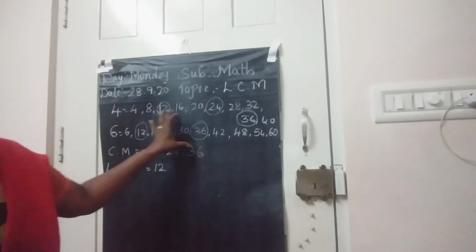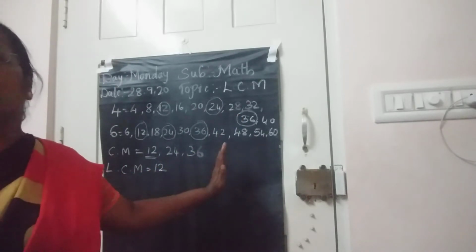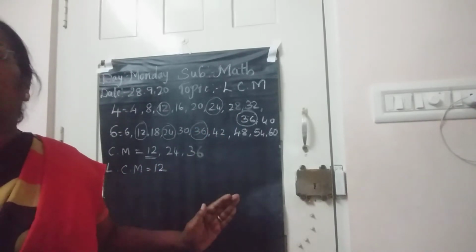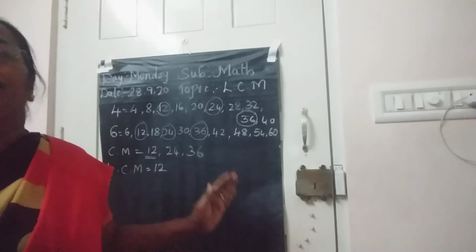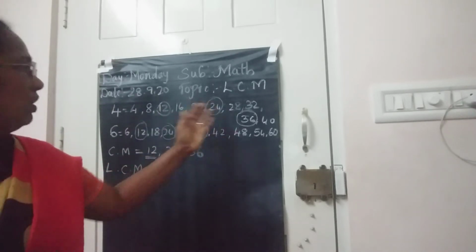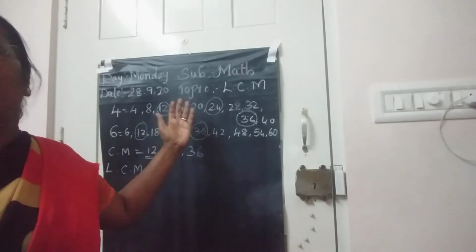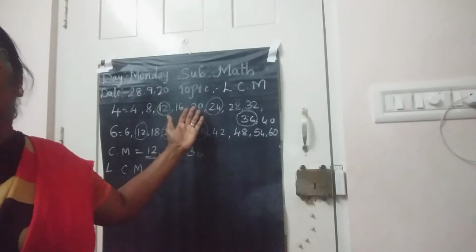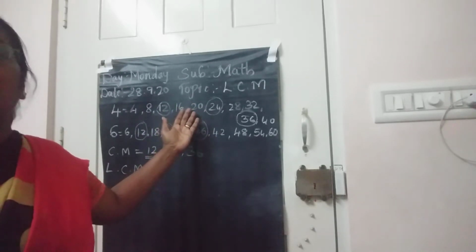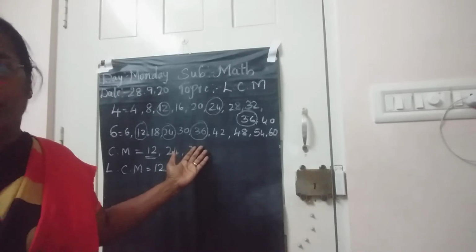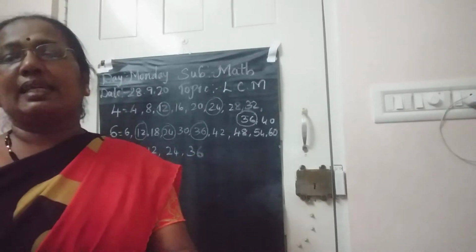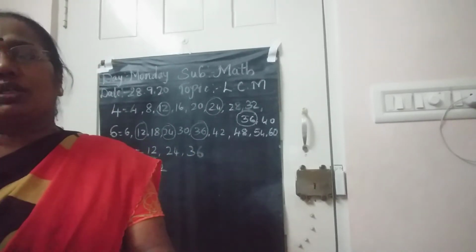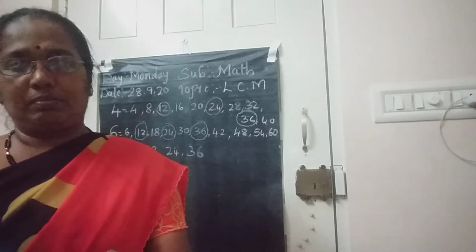So this is called the listing method. Why do I say it is the listing method? Because I have listed all the multiples of 4 and 6. So shall I give you another example, children? Yes, one minute.